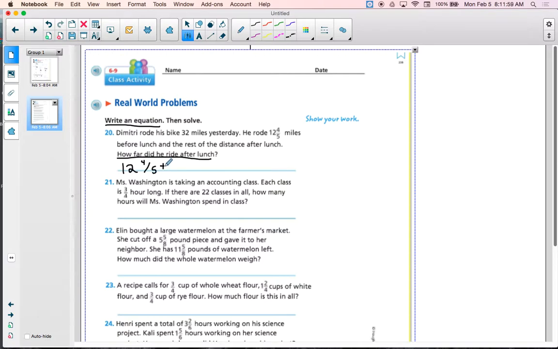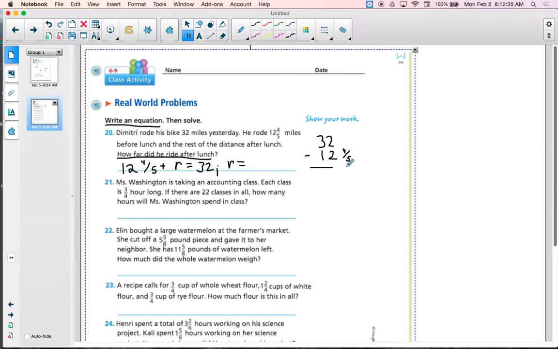Then he rode some other distance that we don't know afterwards, okay? Let's call it R for how far did he ride. We know he rode a total of 32 miles altogether. So the question is, how far did he ride? So I've written an equation. I'm going to use inverse operations here. 32 minus 12 and 4/5.